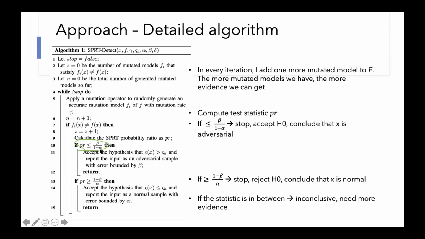Then we stop, accept H0 and conclude that X is adversarial. Otherwise, if PR is larger than 1 minus beta over alpha, then we reject H0 and conclude that X is normal. But if this PR is in between these two thresholds, then this is inconclusive, so we need more evidence. So we are going to add one more model to our capital F.